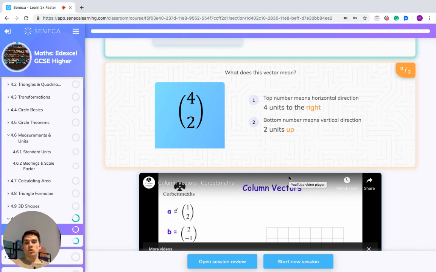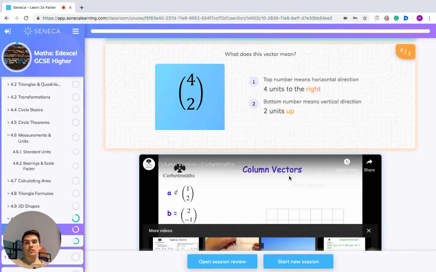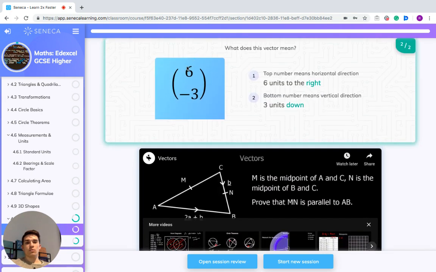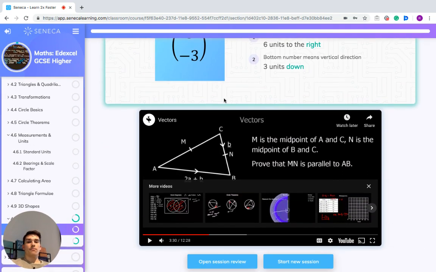4 on the top, 2 on the bottom would be 4 units to the right and 2 units up. And the last one we're going to look at is 6 on the top and -3 on the bottom. That'll be 6 units to the right and 3 units down.